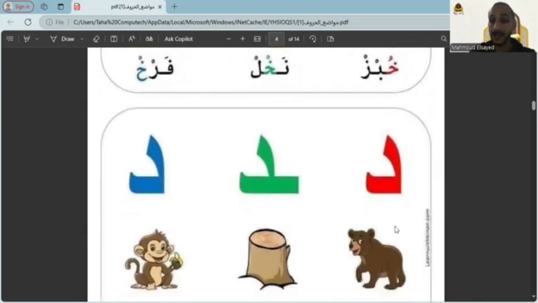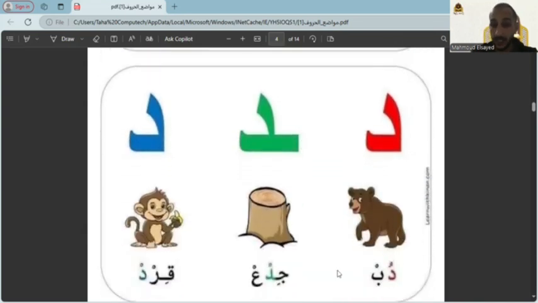Moving on, we have the Dal, as you can see. For the beginning position, we have the word Dub, which means bear. And then we have Jid'a, which means tree trunk or root. We have the middle position of the dal in Arabic, and then we have qurd, which is the end position.